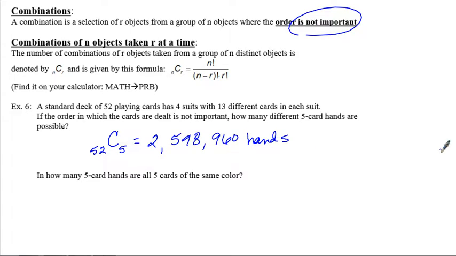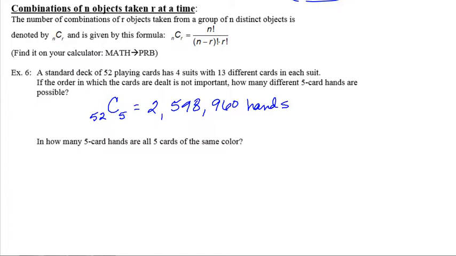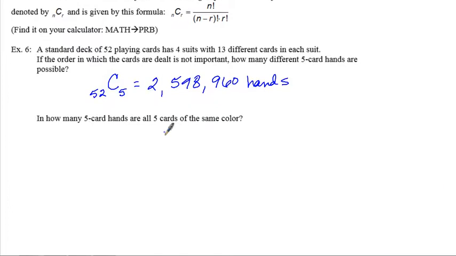So now let's look at a more complicated problem. In how many 5-card hands are all the 5 cards of the same color? So let's first look at this in 2 parts. All of the same color. Hopefully you know that there are 2 colors. There are red and there are black. So what we're first doing is we're saying, out of 2 colors, we're choosing 1 color.